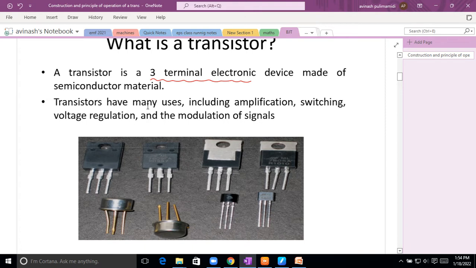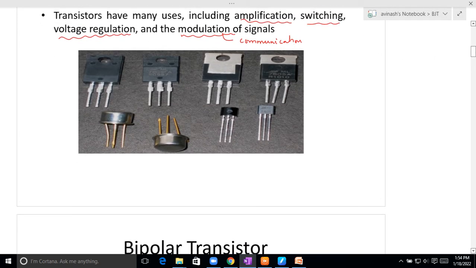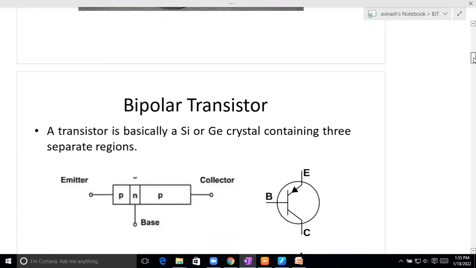Transistors have many uses, including amplification, which is done in the active region, switching and regulation, which are used in power electronic converters, and modulation, which is used in communication. This is the physical transistor device, having emitter, base and collector, a three-terminal device, with different transistors for different applications.